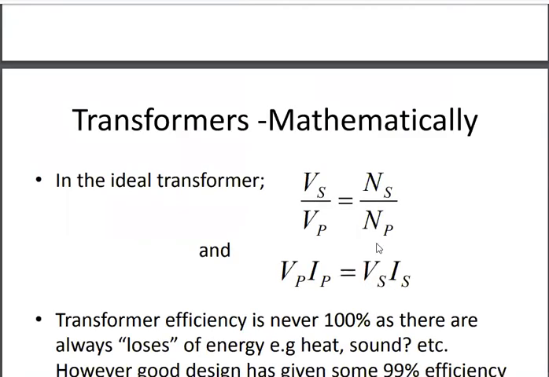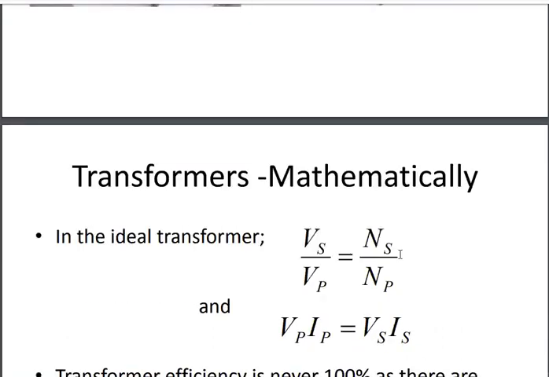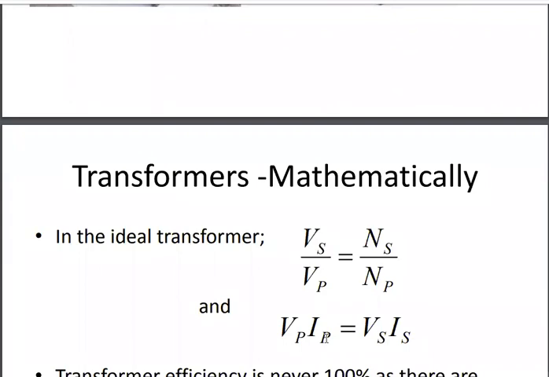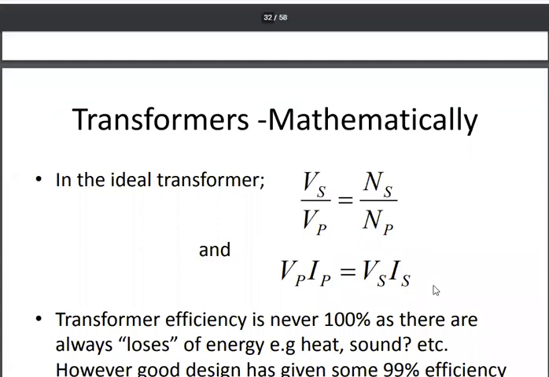Transformer is mathematically explained as, in an ideal transformer, net input power must be equal to net output power. So you see here, net input power is power in the primary coil and net output power is power in the secondary coil. So this must be equal for an ideal transformer. There is no wastage of energy.